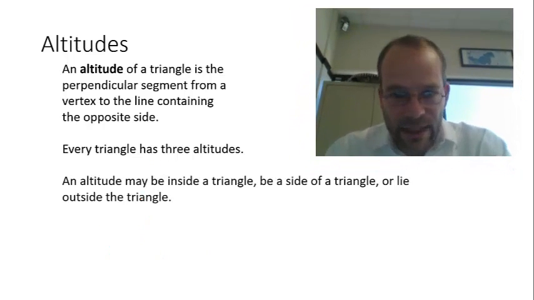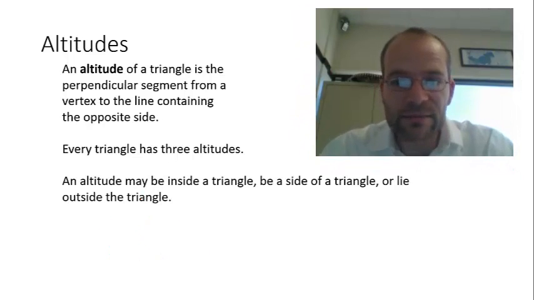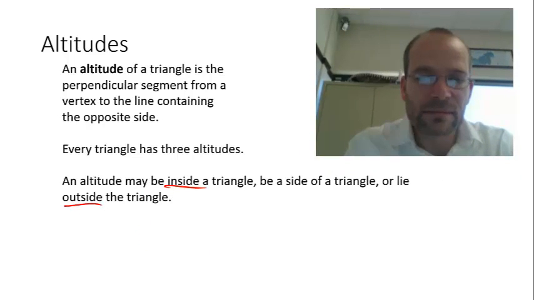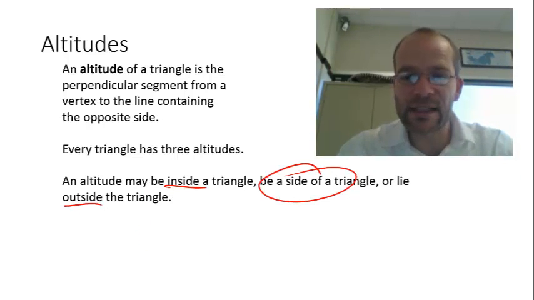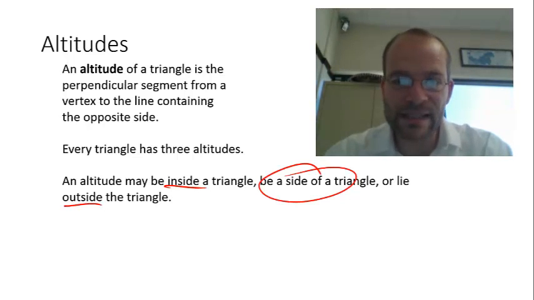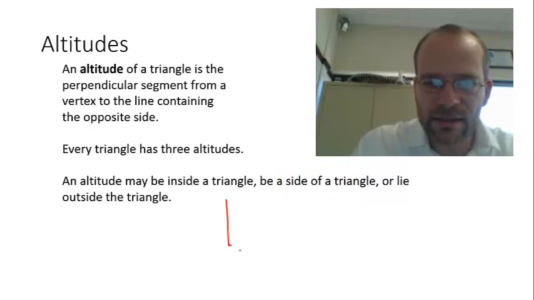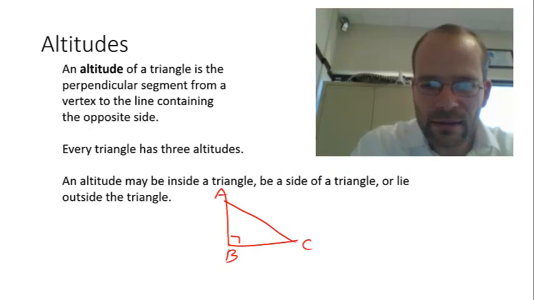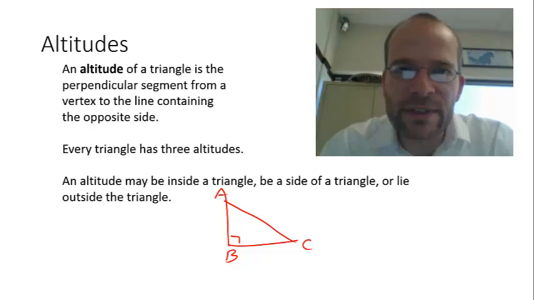An altitude, as I've already said, can be inside a triangle, can be outside a triangle, could also be the side of a triangle. Let's take a look at that. How could an altitude be the side of a triangle? Let's take a look at this triangle. It's a right triangle. And let's look at the altitude to vertex A.